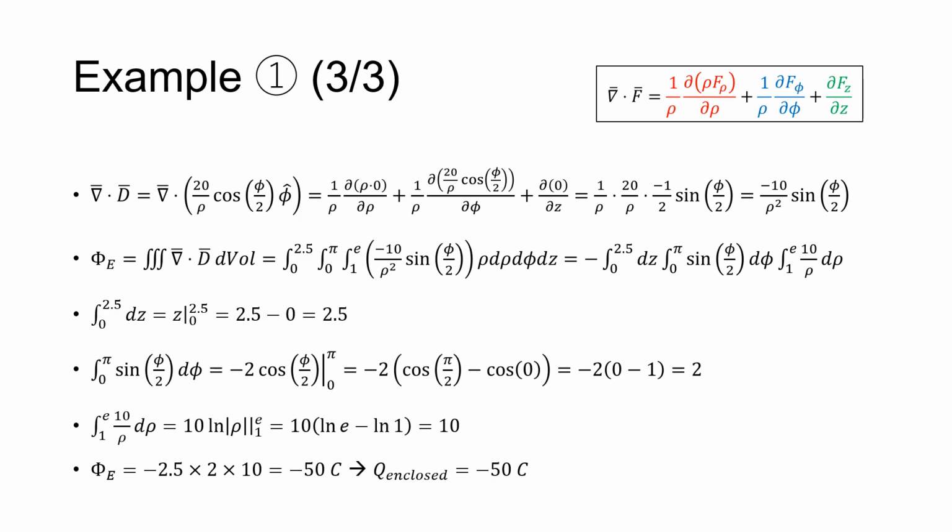So to do the other way, just use the divergence. I bring the divergence here for your memory. Applying this one, you don't have a rho component, so this will be 0. You don't have a z component, so this will be 0. Then you just use this term here, substitute with the value which we are given. Then do the derivative. 20 over rho is not a function of phi here, so get it outside. And just take the derivative of cosine phi over 2, which is minus 1 over 2 sine phi over 2. Simplify, you get minus 10 over rho squared multiplied by sine phi over 2.